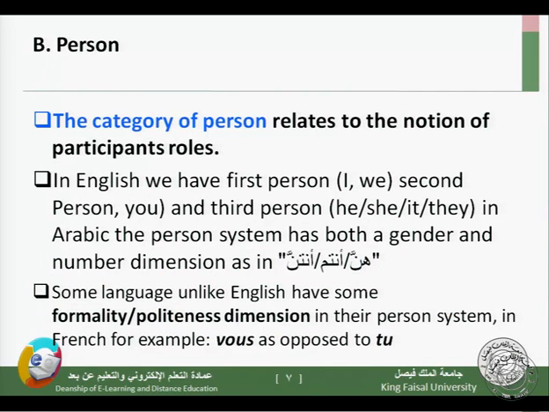Now, another example of grammatical problems in translation is the person system. The person system relates to the notion of participant's role. In English we have first person: I, we; second person: you; third person: he, she, it, they. In Arabic, the person system has both gender and number dimension.